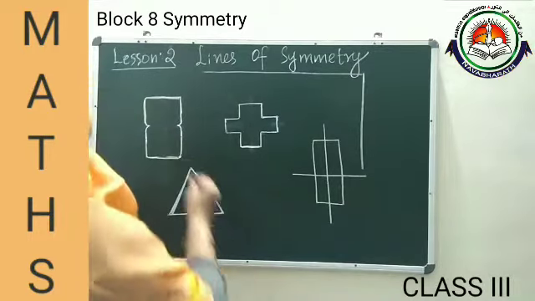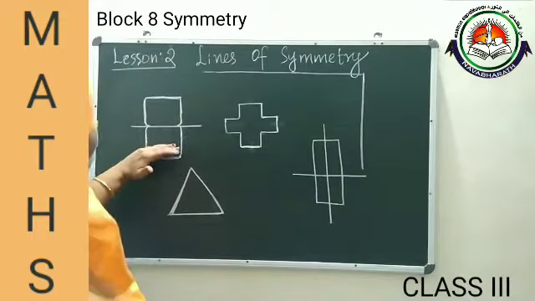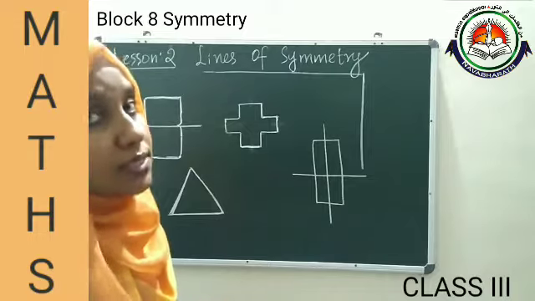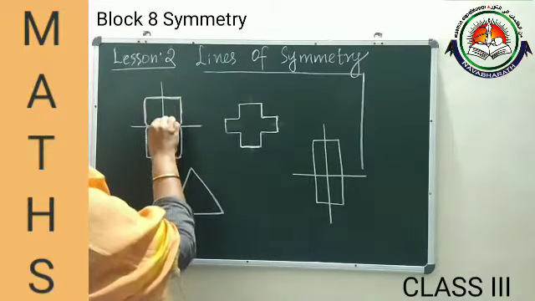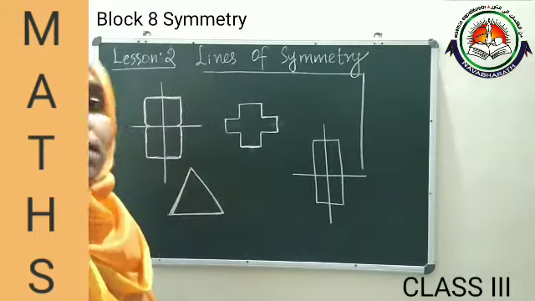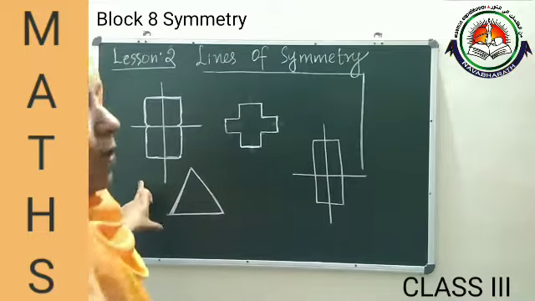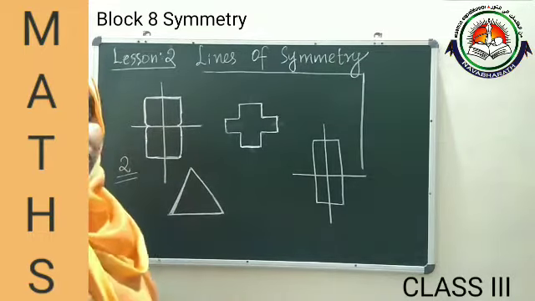Okay, first I am going to cut this horizontally. So both the halves look the same. Next I am going to cut the shape like this. So these two halves look the same. So this shape has two lines of symmetry.